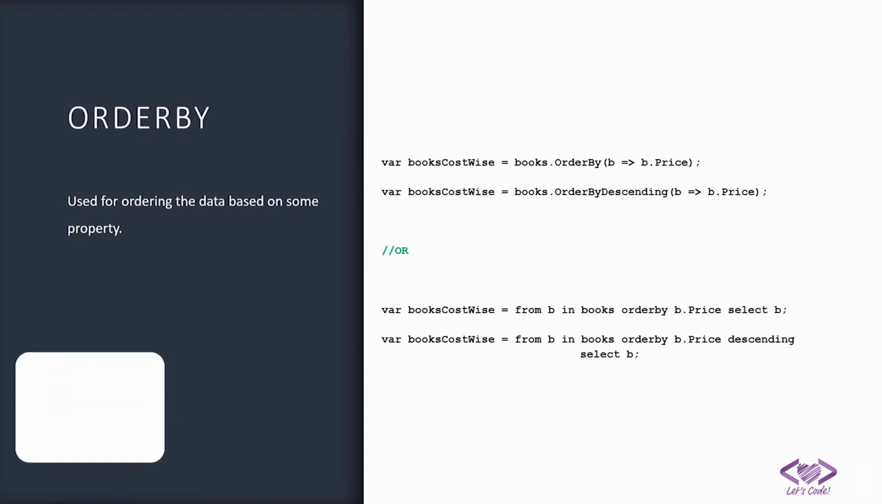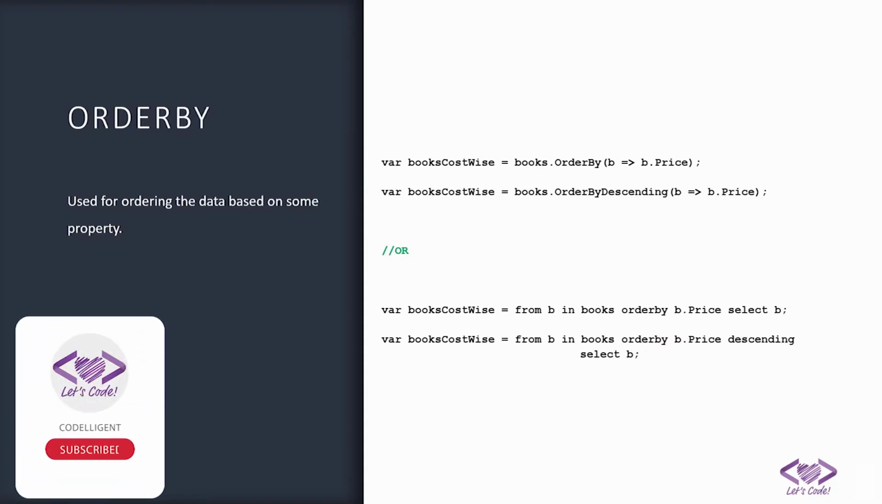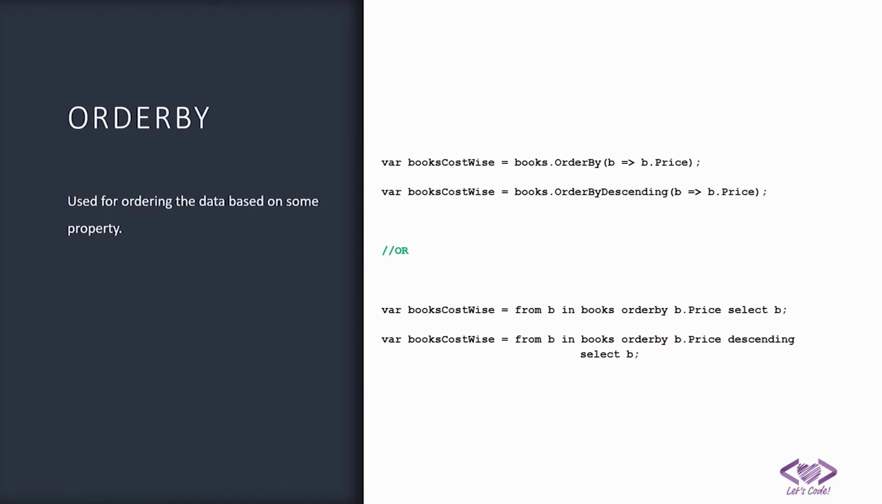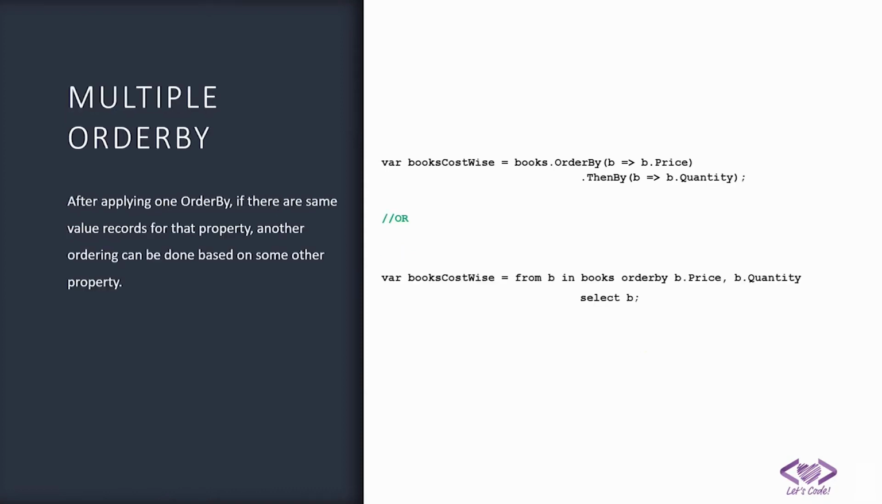Again, you might have a requirement where you want to order it again and again, like first time you want to order it with the price, but if the price is same for two books, in what order it should arrange that. For that there is an option of having multiple order bys, wherein whatever output the first order by gives, you can apply the second order by on top of that. But in method based syntax you cannot use one more order by. Instead there is a method called ThenBy.